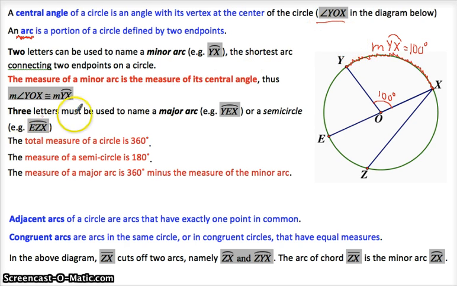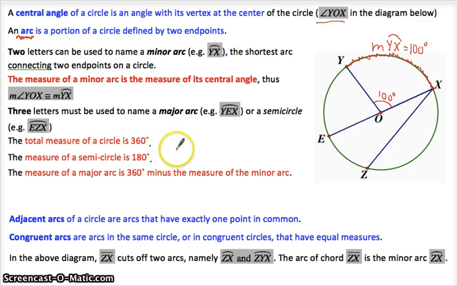All right, use three letters again for major arcs, but you also use three letters if you're talking about a semicircle. EX here is a diameter. So if I said arc EX, it would be kind of ambiguous, like do you mean this arc or do you mean this arc? So for a 180, you have to use three letters. So we'd either say EZX for this one, or if we were talking about the one on top, we'd say EYX.